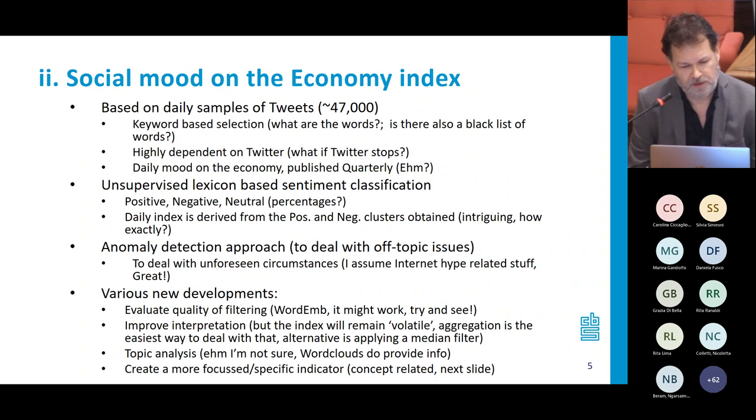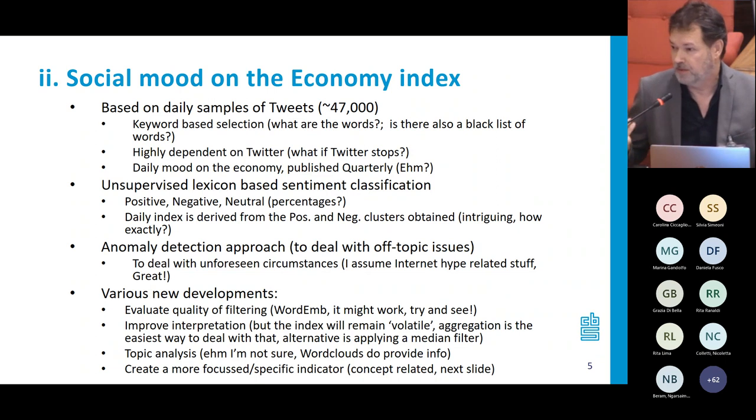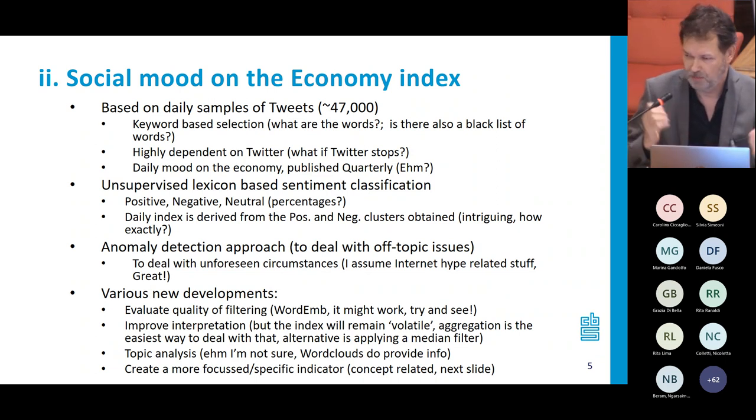And they use sort of an anomaly detection approach to deal with off-topic issues. That's something that typically happens on social media. Just imagine that you have a social mood and economy index and everything is going down, and suddenly the Italian national team, whatever sport you have, wins and becomes the world champion. This will affect your social mood. At least it will affect the sentiment on social media, and that might affect your social mood. So that's a reason to deal with that, and that's what I really like. So that's a great idea.